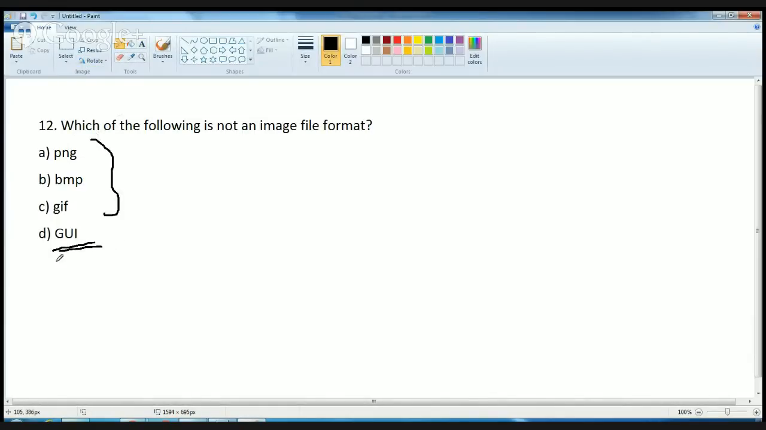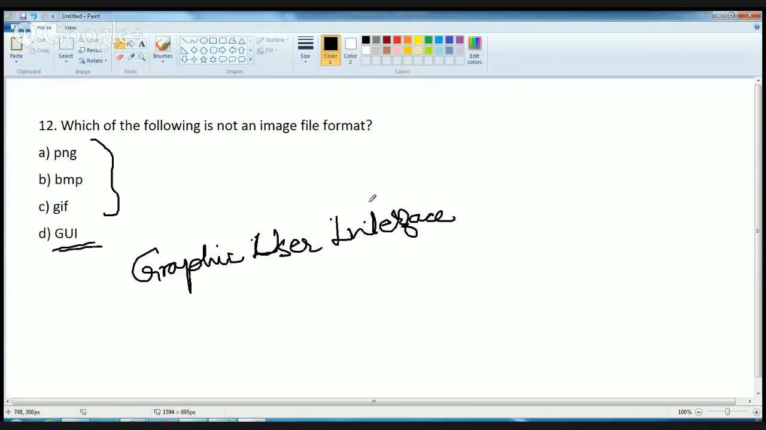What is GUI? GUI stands for Graphic User Interface. Graphic user interface means it's similar to what Windows uses. So you have an icon. For example, this paint has an icon of a pencil, then a rubber, then fill, then A, that means text, and this is a magnifier tool.